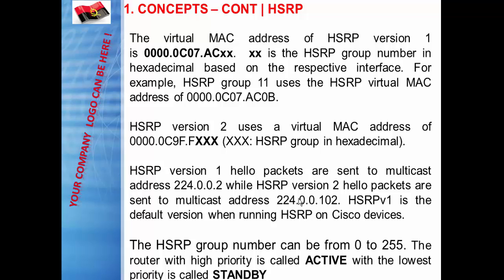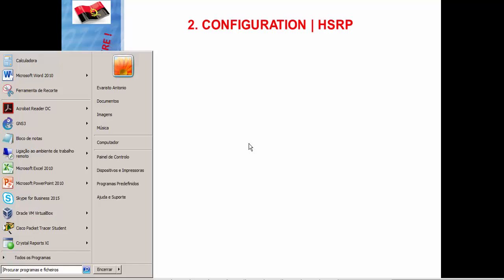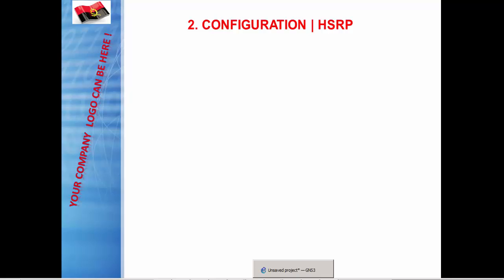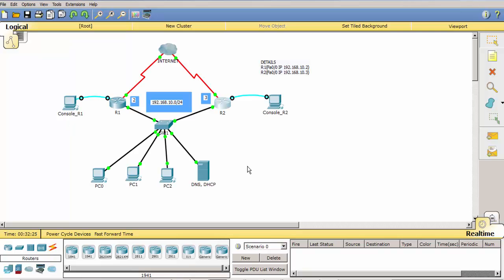224.0.0.102. So the priority is a number between 0 and 255, and as we talked about previously, the router with the high priority is called active, and the router with the lowest priority is called standby. Now let's talk about how to configure this protocol. Previously, I already created a simple topology on Cisco Packet Tracer. Most of the labs on my channel are produced on Packet Tracer. I also use GNS3 to create labs.